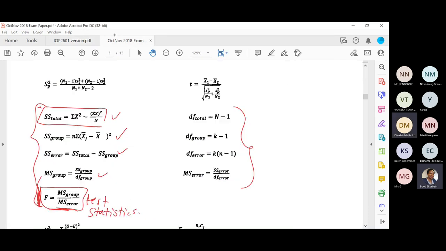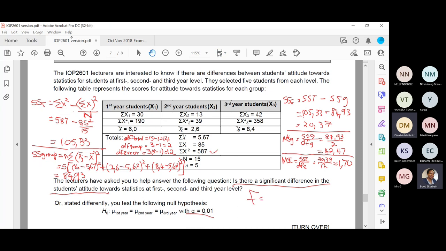Now the final thing we need is the test statistic. That is what we are aiming for. Our test statistic is MS group divided by MSE. So our F is MS group divided by MS error. Our MS group was 42.47 divided by 1.70, and that is equal to 24.98. And that is out of 8 marks. So let me just see how many marks you get.